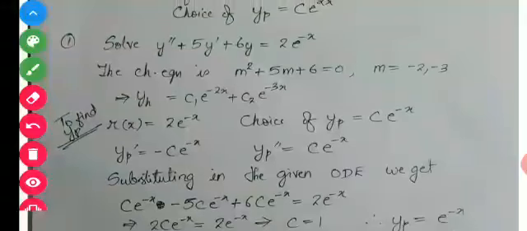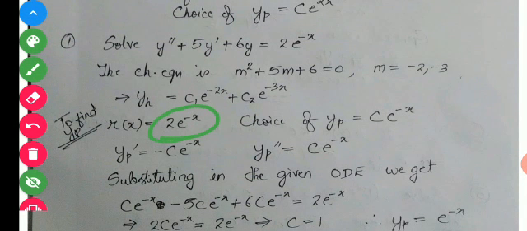So here you look at what your right hand side is. R of x is equal to e raised to minus x. So your choice of yp should be c e raised to minus x, that is any constant multiple of e raised to minus x. Next thing is you find yp dash and yp double dash. You find its two derivatives.